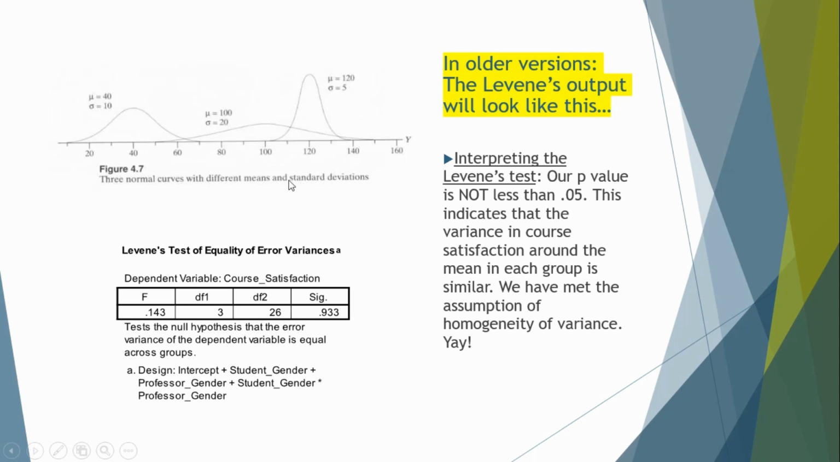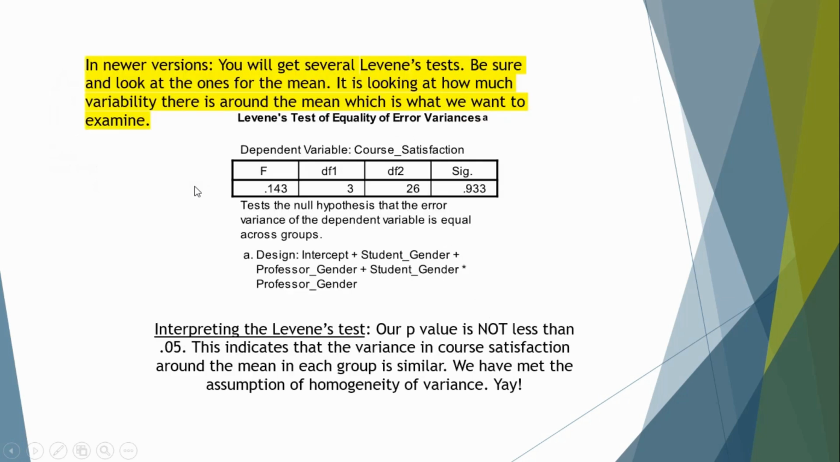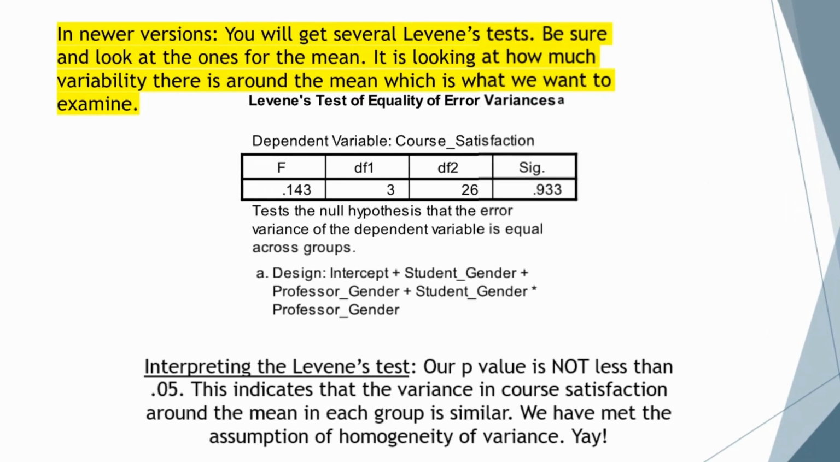So we do not want this to be significant. It is not significant, so that's good. That means we have met the assumption of homogeneity of variance, so it does not look like this. It means these are roughly the same. If you have a newer version of SPSS, like I said, you're going to get all kinds of different Levene's tests. You need to look for the one that's just for the mean that has the same result that I have.